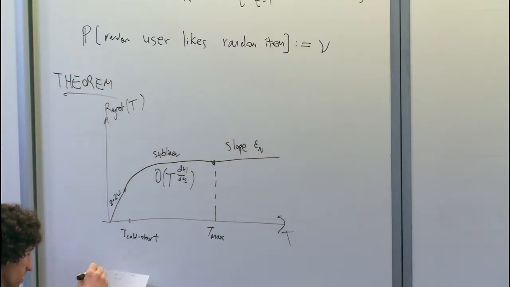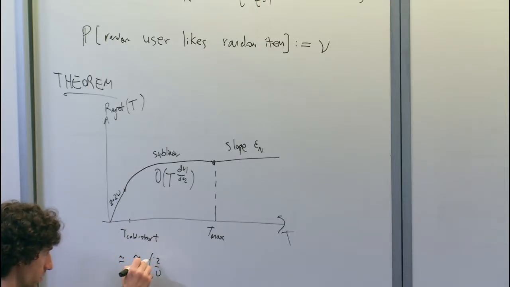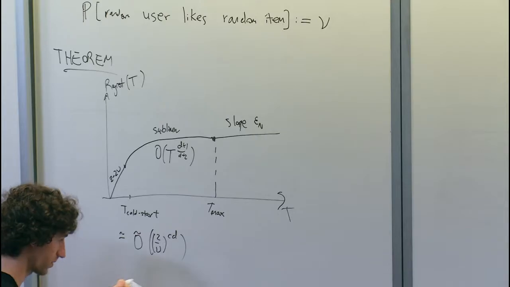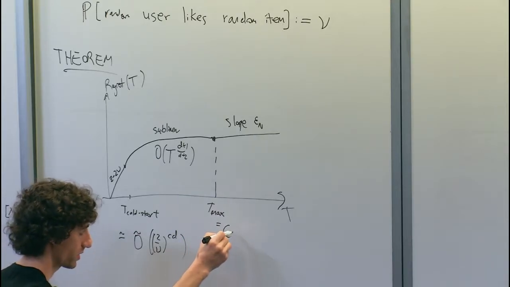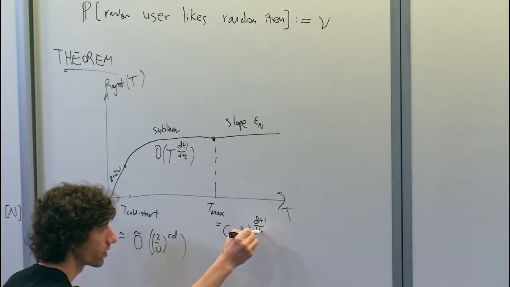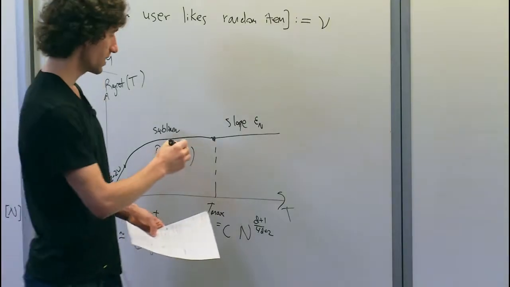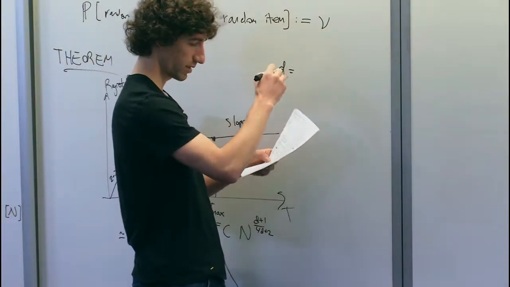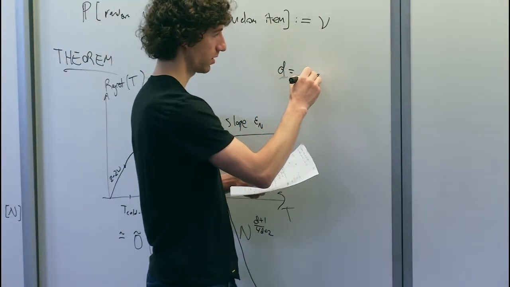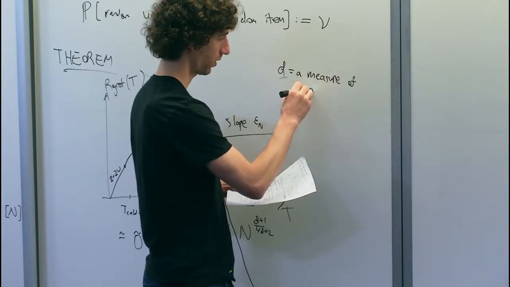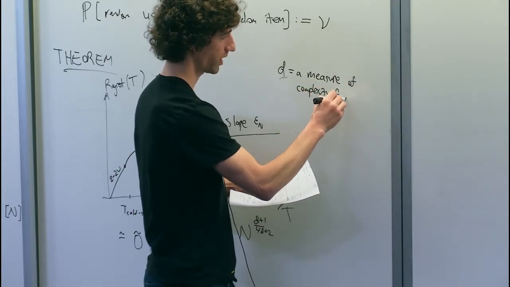So t cold start is a constant, roughly 2 over nu to the power of some constant times d, and I'm not actually going to say what d is. I'll just say roughly what it is. And then t max is equal to some constant times the number of users to the (d+1)/(4d+2). Devrut spent a little while discussing d, and I'm not going to discuss it at all, but it's a certain measure, I'll say a measure of complexity of item space.